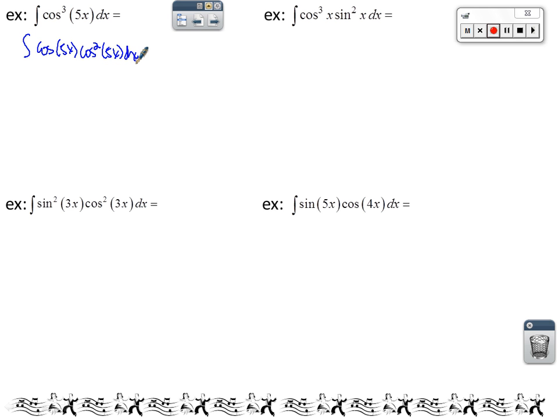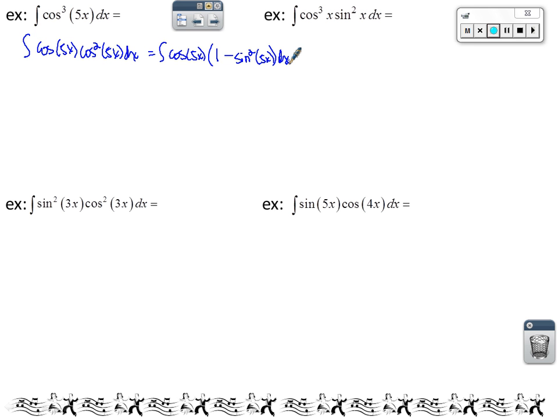Now what the guidelines say is we save one out and then we turn what's left into, if it's cosine squared, we turn it into sine squared. So we would use our Pythagorean identity and turn that into 1 minus sine squared. So that's going to be cosine 5x, and then we're going to turn cosine squared into 1 minus sine squared 5x.